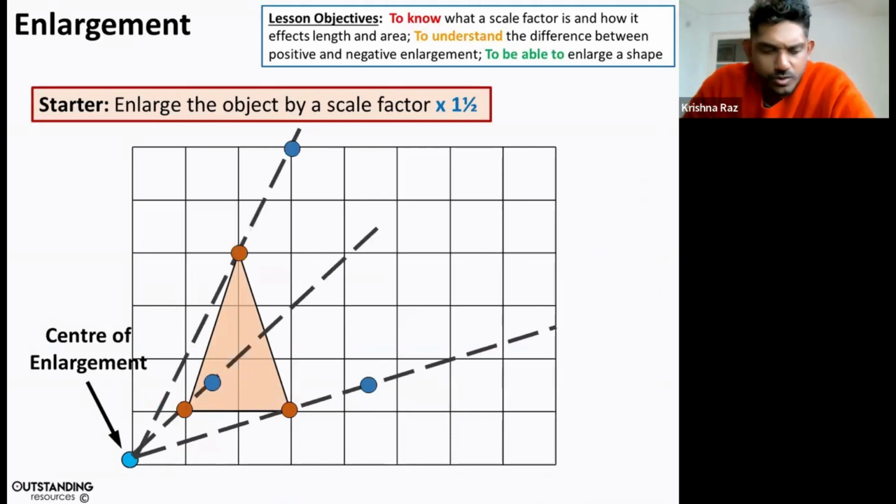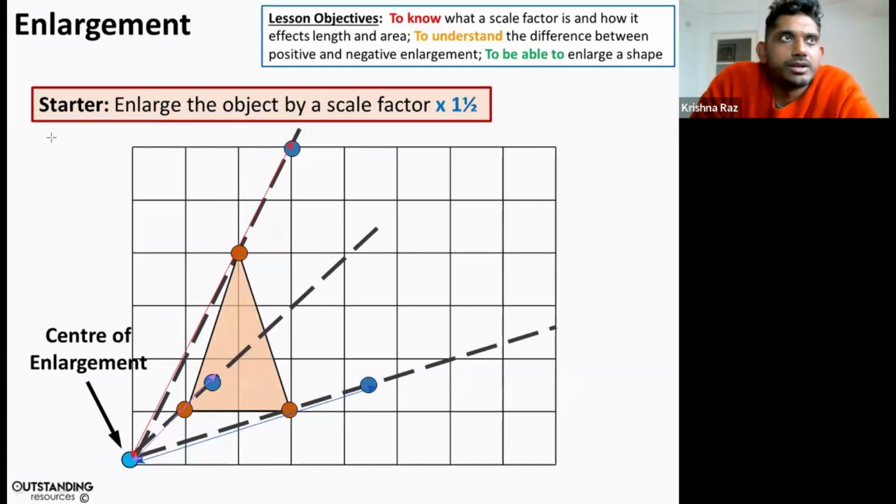And we're going to measure 1.5 times the distance. So whatever this distance is here, we're going to measure 1.5 times that from here, and we get that. And we do the same here. That distance times 1.5. And on the final point as well, whatever the distance is, times it by 1.5, and it'll be there.